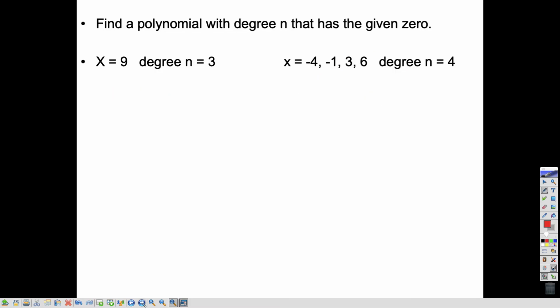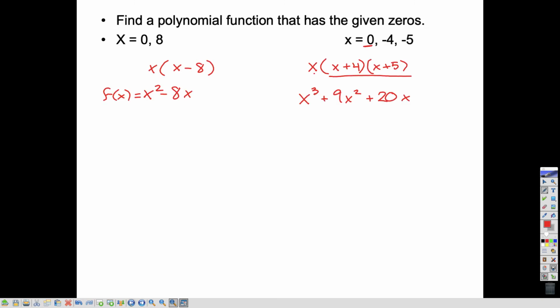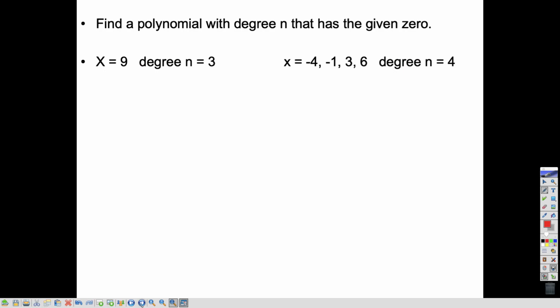So f of x is equal to x cubed. I wanted to make sure the next slide was there because I want to do an example of this. Okay. So, find the polynomial with the degree n that has the given zeros. So I want the degree what? 3. And all I gave you was one thing. What factor did x equals 9 come from? X minus 9.